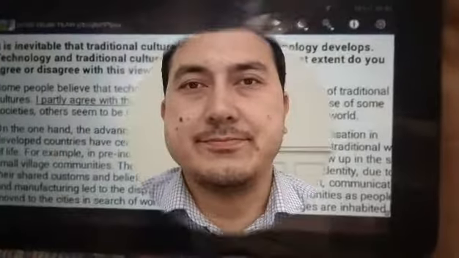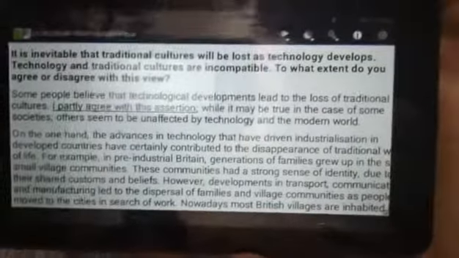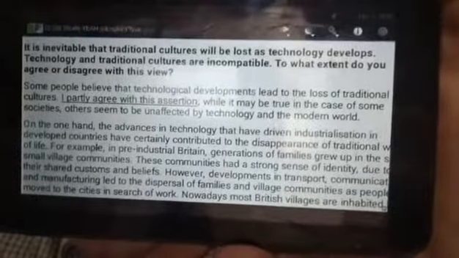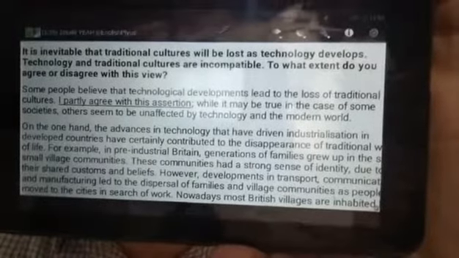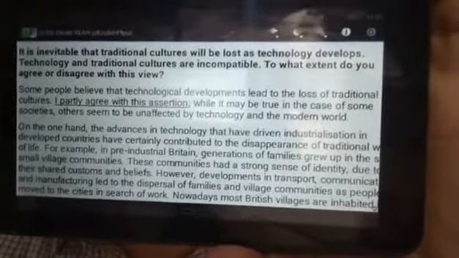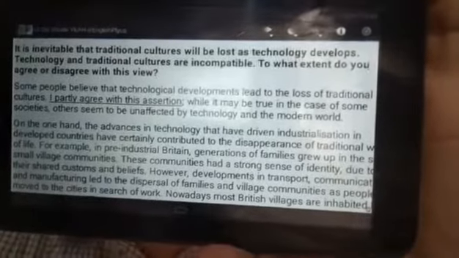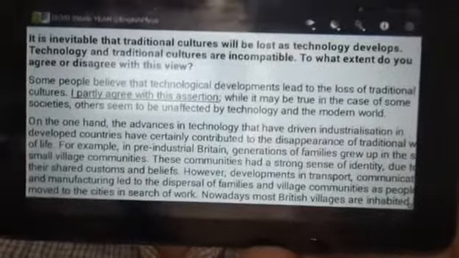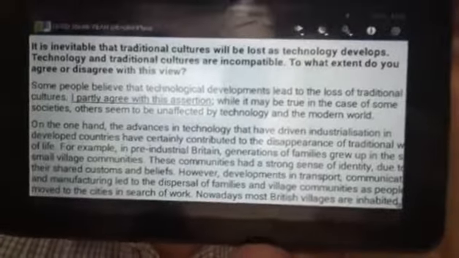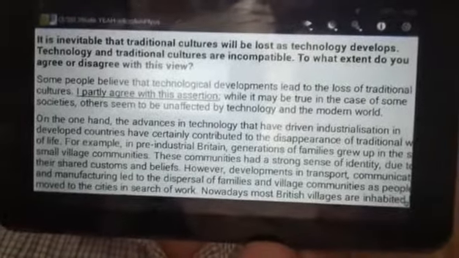different. You're writing an essay on this topic. The question is, it's inevitable that traditional cultures will be lost as technology develops. Technology and traditional cultures are incompatible. To what extent do you agree or disagree with this view? Let's say you're writing the essay on this topic and your introduction in your mind was something like this.